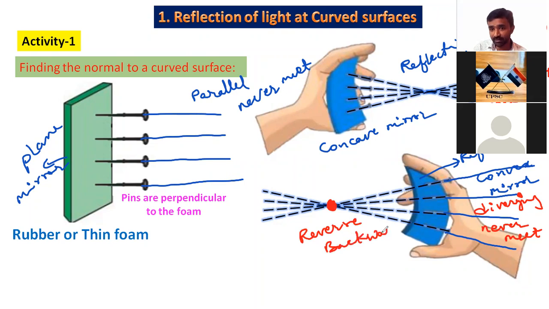Right? So in the backward direction, if they are going to meet at a common point, we cannot say they are going to meet. Here they appear to separate from a common point. So this common point in both cases, we can represent as its center. Right? As its center, we can call it.